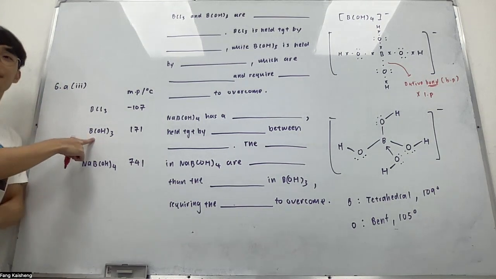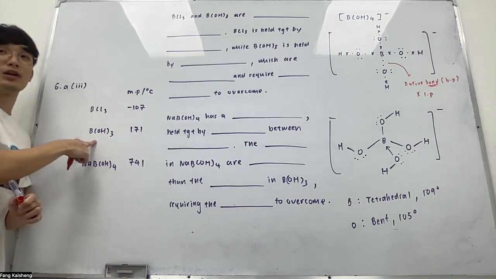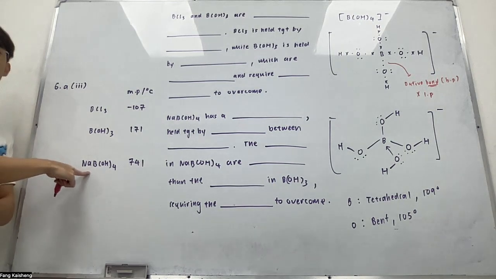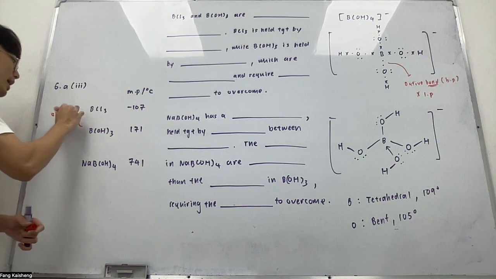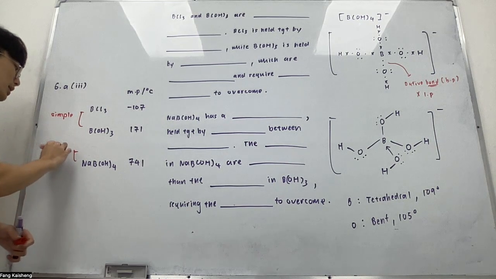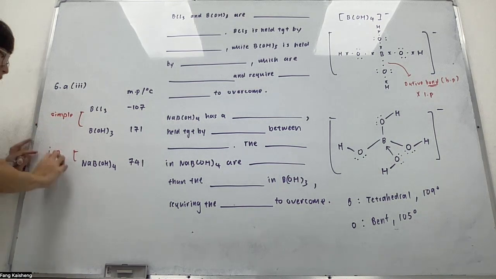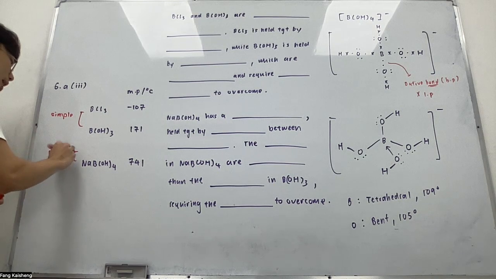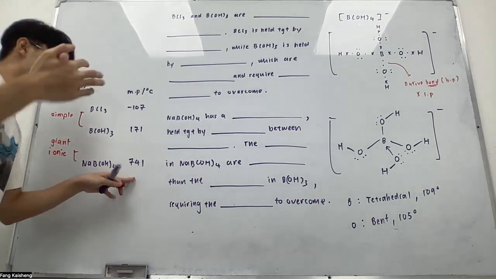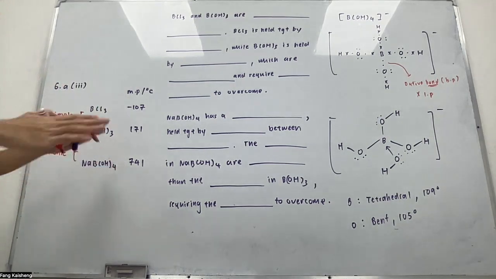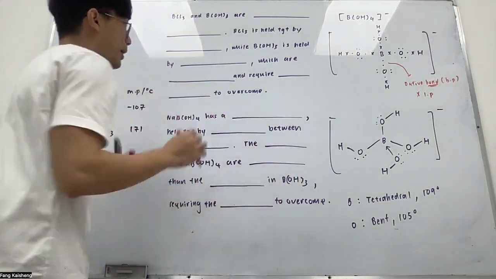How about B(OH)3? B(OH)3 is also simple molecular, right? How about NaB(OH)4? Giant ionic. Yes, good. So we have simple molecules here, and then we have an ionic compound over here. So we can already see how we can split our answers: simple molecular, giant ionic. We can already tell that giant ionic has the highest melting point because the strength of an ionic bond is the strongest. So you can talk about NaB(OH)4 by itself, which I'll talk about in the second paragraph.